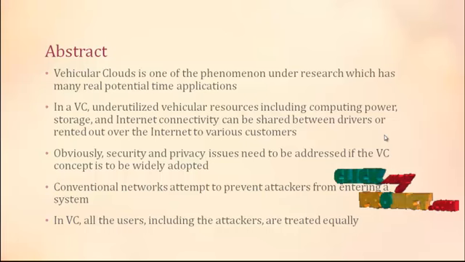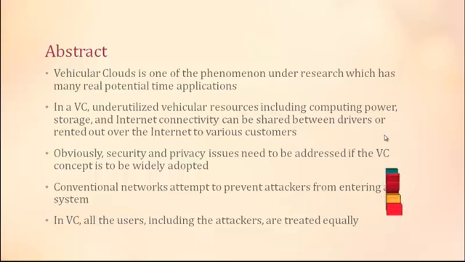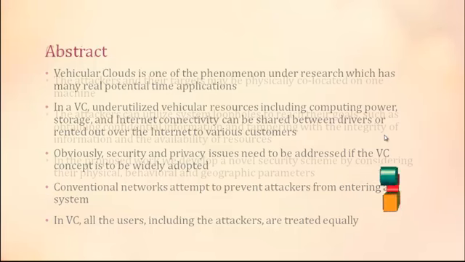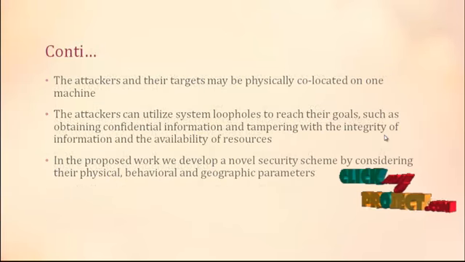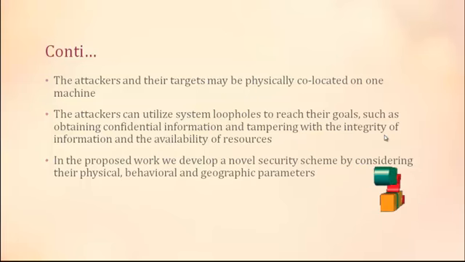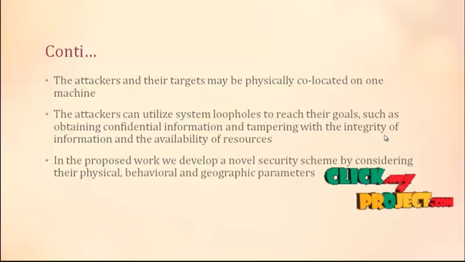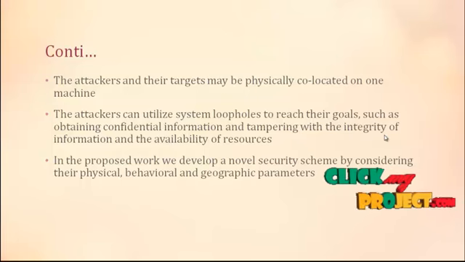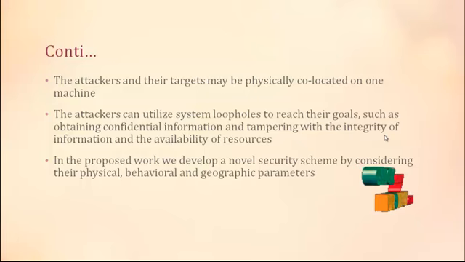Obviously, security and privacy issues need to be addressed if the vehicular cloud concept is to be widely adopted. Conventional networks prevent attackers from entering a system. In a vehicular cloud, all the users, including the attacker, are treated equally. Attackers and their targets may be physically co-located on one mission. The attacker can utilize system loopholes to reach their goal, such as obtaining confidential information and tampering with the integrity of information and the availability of the resources.